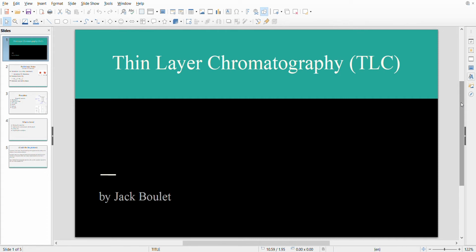The short answer is thin layer chromatography is a method of determining how many compounds are in a mixture by separating them based on their polarities and ultimately their solubilities within a chosen solvent.